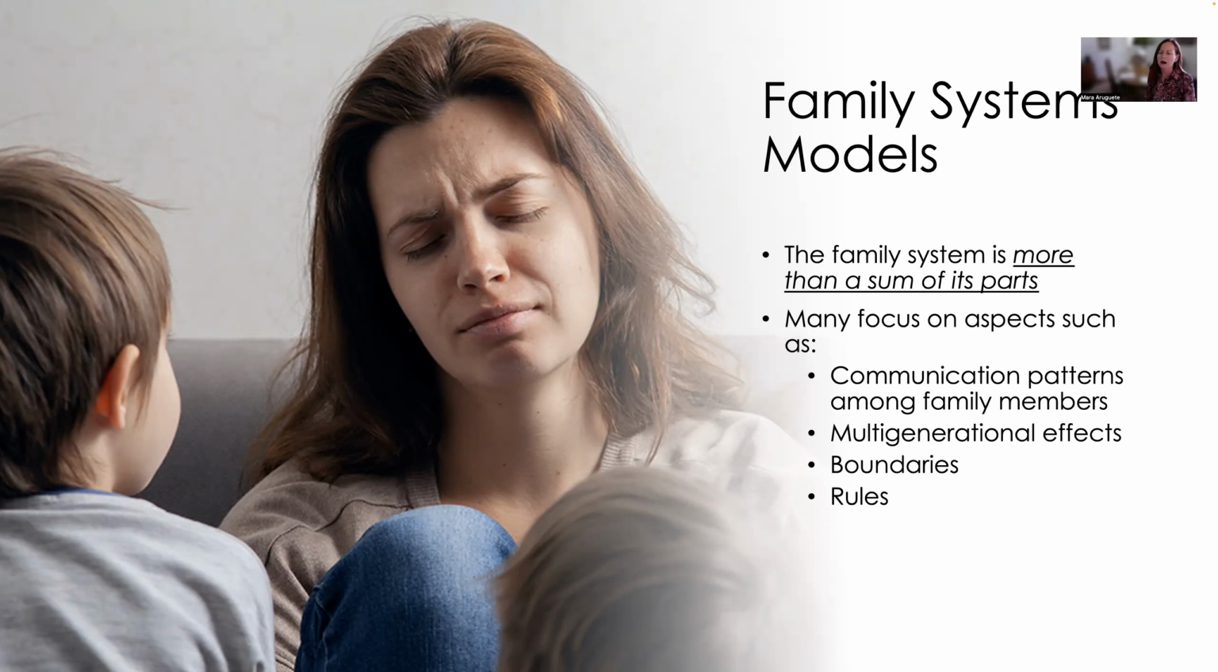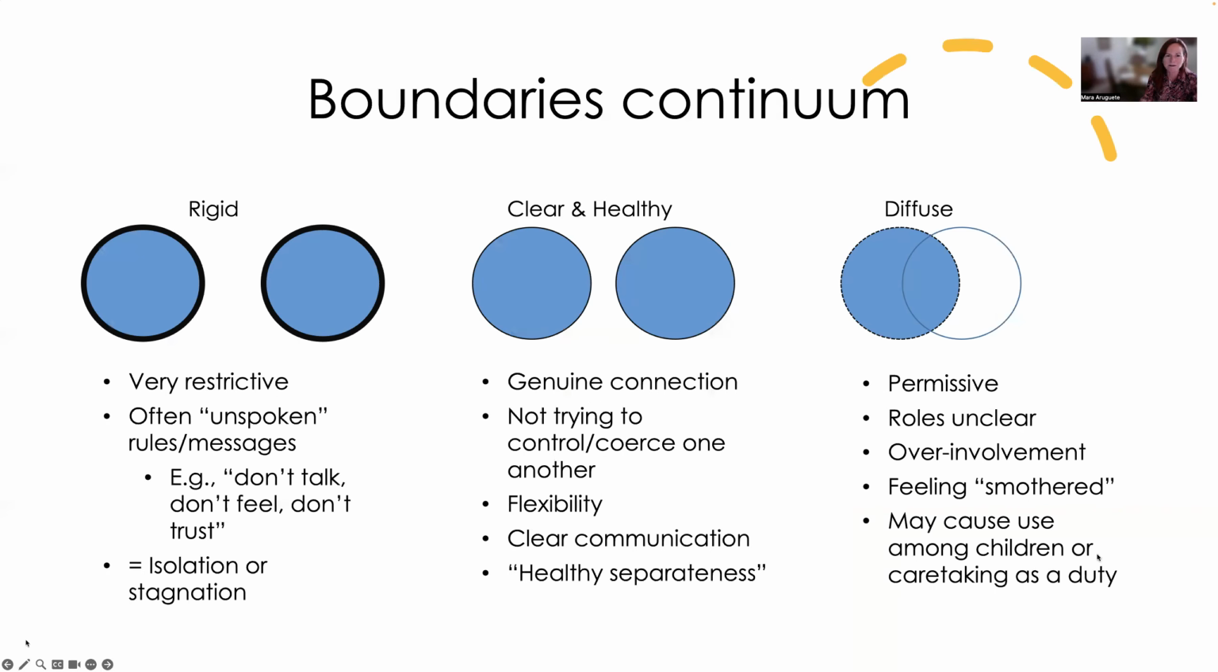It looks at communication patterns among family members. It looks at some of those multi-generational effects, because as you remember, these effects go down generationally, and so it could happen from an earlier generation. It looks at things like boundaries, which we're going to talk about, and rules in a family. A lot of times these are implicit rules and boundaries, things that we don't really know about or don't really discuss, but we adhere to them. So first, let's look at boundaries.